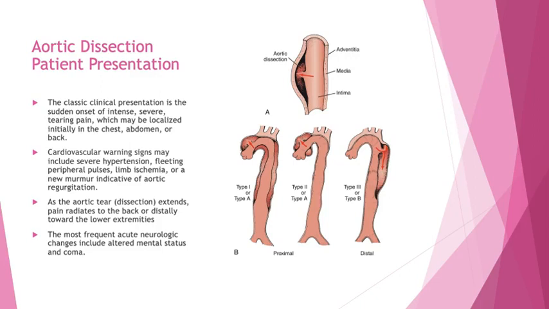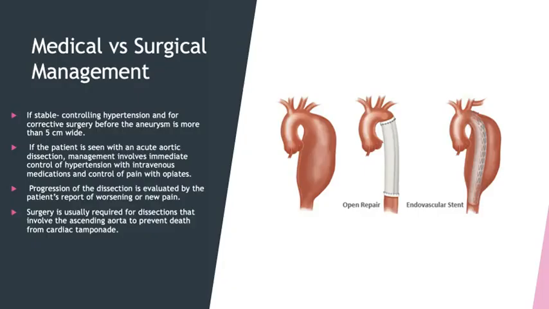The other cardiovascular warning signs, they may have severe hypertension, fleeting peripheral pulses, limb ischemia, or a new murmur that may indicate aortic regurg. And as the tear dissects or extends, because just because there's one little tear, it can keep getting bigger and bigger, the pain can radiate downwards, following the progression of the tear. The most frequent acute neurological changes include altered mental status and coma. And again, as I said, we want to profile these patients so we know what to look out for when people are complaining of this tearing pain.